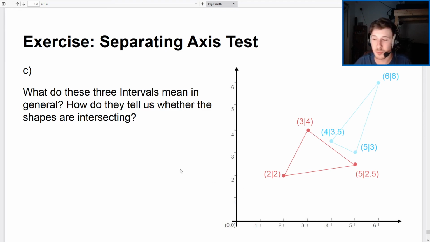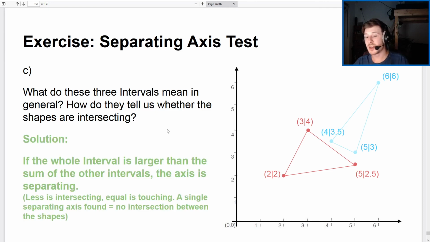I'll pause here if you want to ask yourself, but I'm going to jump to the solution now. The solution is: if the whole interval is larger than the sum of the intervals, the axis is separating. When it's less, it's intersecting. Equal is touching, and if a single separating axis is found, then we have no intersection between the shapes, as I said.